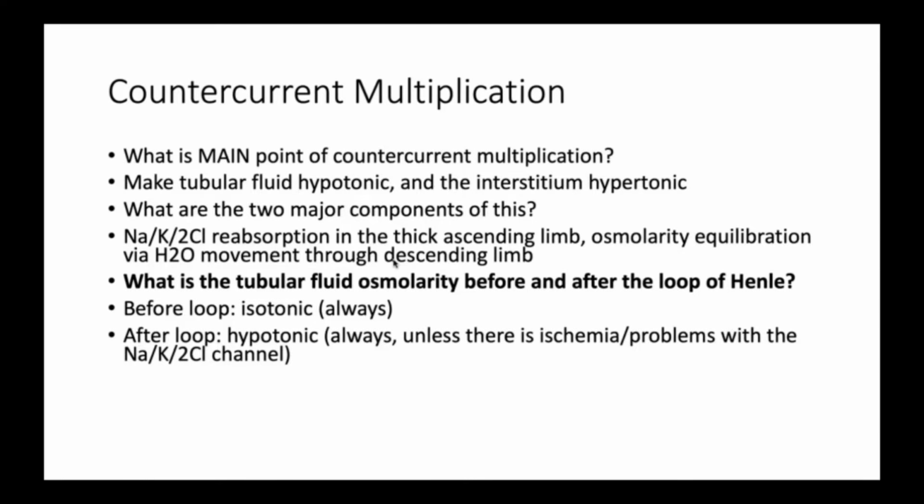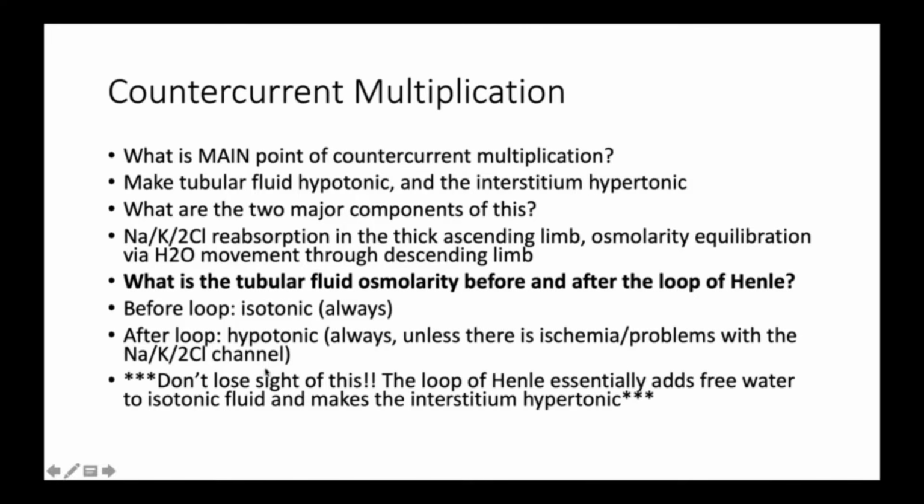I found this really confusing, even though I was a chemistry major in college. I found this really hard to understand. So don't lose sight of this. The loop of Henle is essentially adding free water to isotonic fluid. Technically, it's removing solute, so you can think of it as creating free water. And it's moving that solute to the interstitium, so it's causing the interstitium to be hypertonic. Okay. So this is what we're trying to prove with this entire lecture.